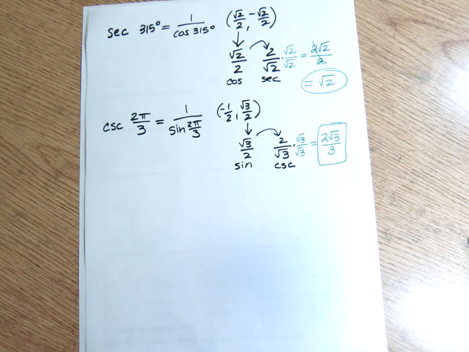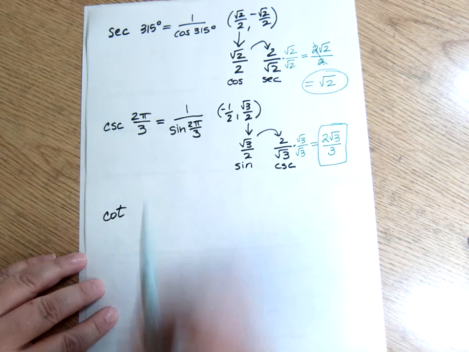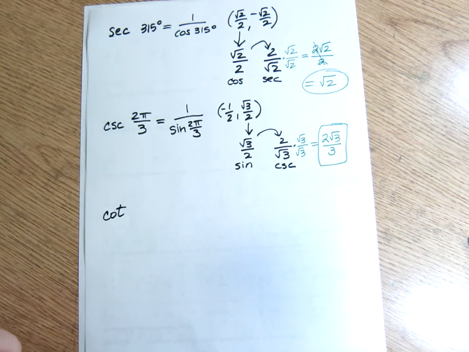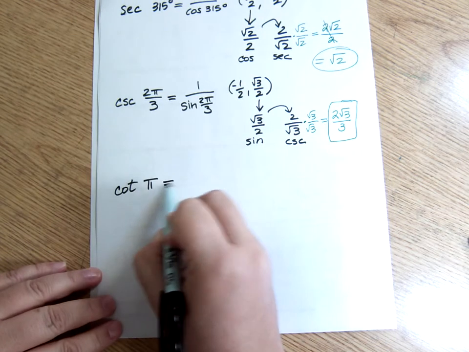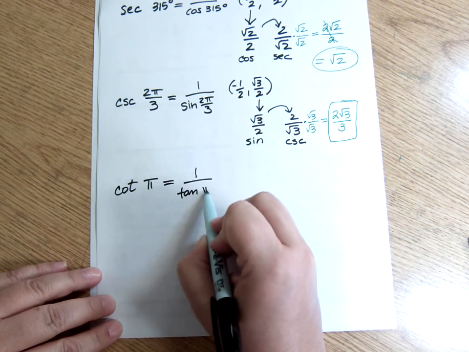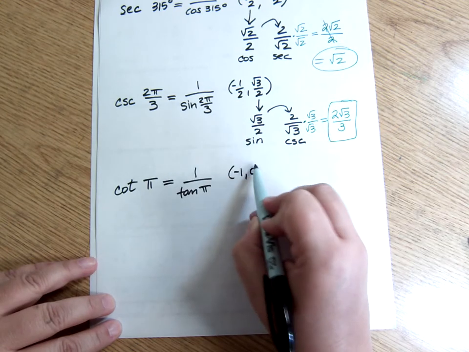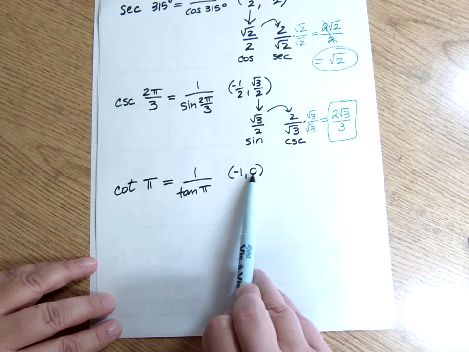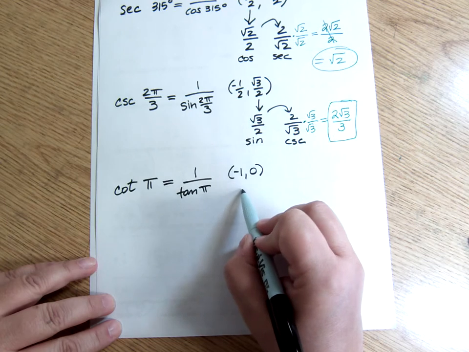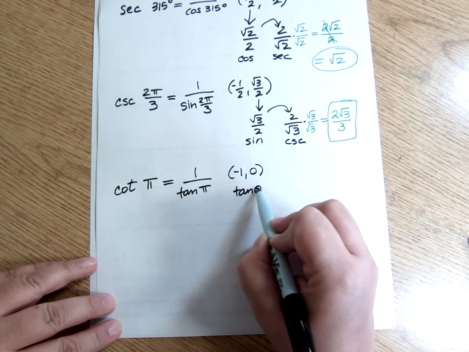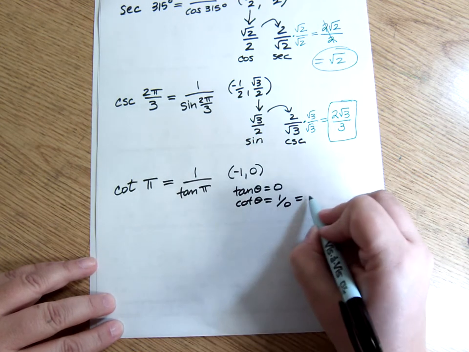Okay, let's try one more. How about the cotan of, well, let's do a quick one. Cotan of pi. Well, cotan of pi is going to be the reciprocal of the tan of pi. Okay, so let's think about the coordinates at pi. The coordinates at pi are negative 1, 0. Tan is y over x, or sine over cosine, so that's 0 over negative 1. So the tan here is 0. So the cotan is 1 over 0, which is undefined. So I would say undefined.